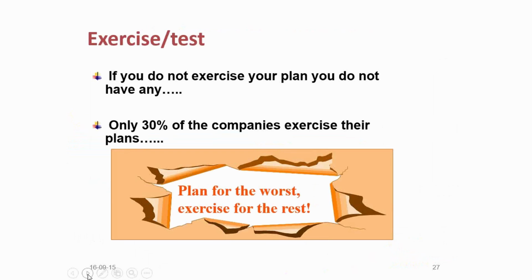And anyway, only 30% of the companies exercise their plans. And they should do it every 7th month, because then you have summer, autumn, winter, spring. You can test it all the different seasons. Anyway, plan for the worst, exercise for the rest. If you plan for the worst thing that can happen and you don't exercise it, you might as well not have a plan. I hope you agree with me.